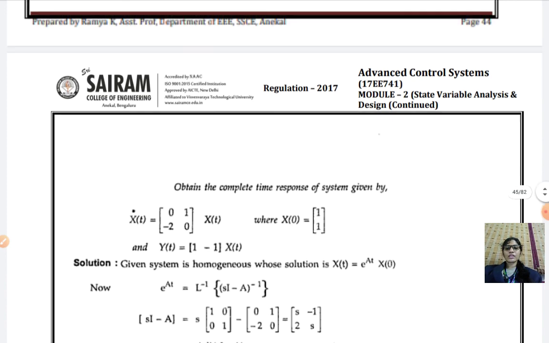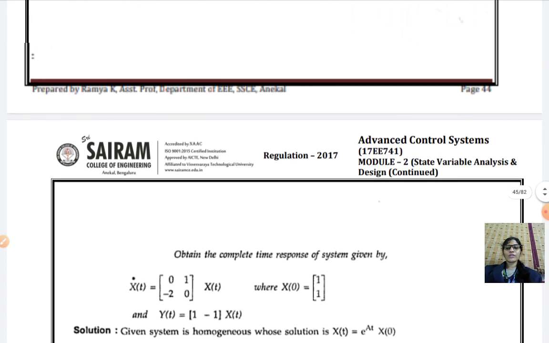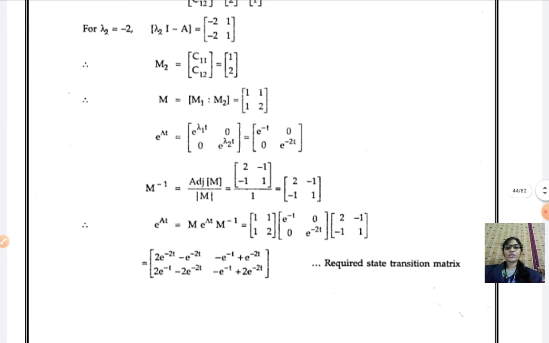In the next class, we will be solving some problems on how to identify the complete state response of the system, which includes the zero input response and zero state response. Before identifying your zero input response and zero state response, first we need to identify whether that particular equation is a homogeneous equation or a non-homogeneous equation. Thank you, students.